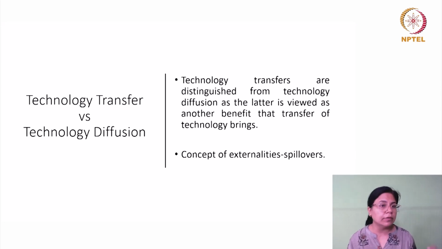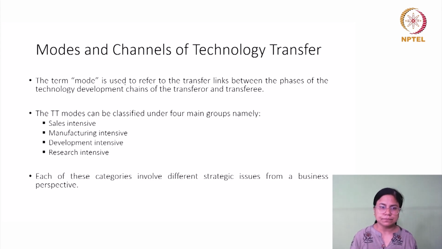We are talking about this market mediated channel through which technology transfer happens, in which multinational enterprises are seen as major players. So here we need to define something called a mode. What is this mode? Mode effectively refers to the transfer link between the phases of the technology development chains of the transferer and transferee. So the TT modes can be classified under 4 main groups: sale intensive, manufacturing intensive, development intensive, research intensive. So let us look at them.